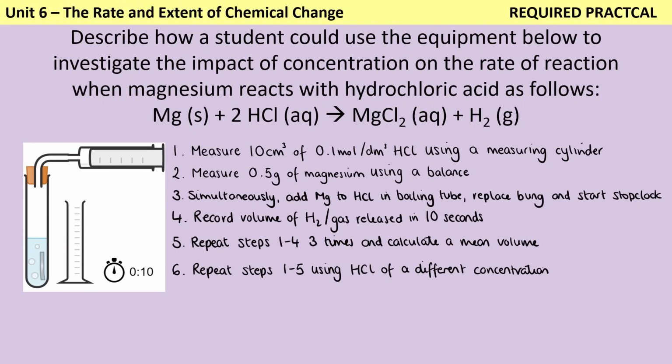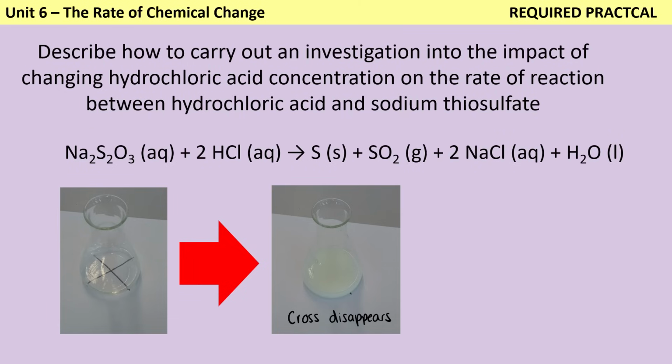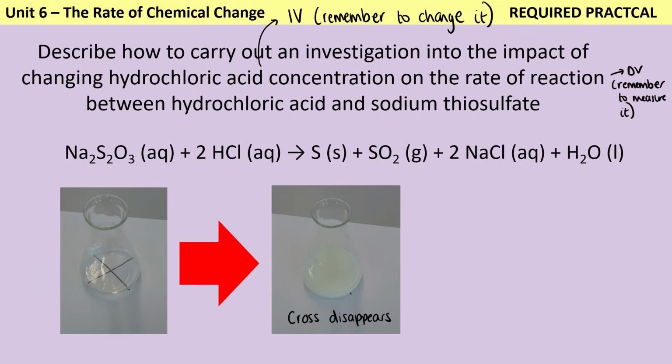Finally, I could describe that I would calculate rate by doing the volume divided by the time, and I could describe that the reaction that produces the most gas per second has the highest rate. Alternatively, I could be given details of a reaction that's going to become turbid. So again, my independent variable is the concentration of the hydrochloric acid, and my dependent variable is effectively the rate.